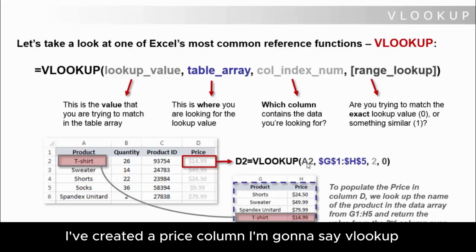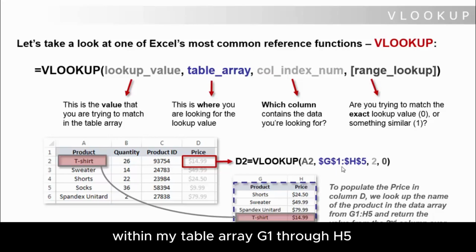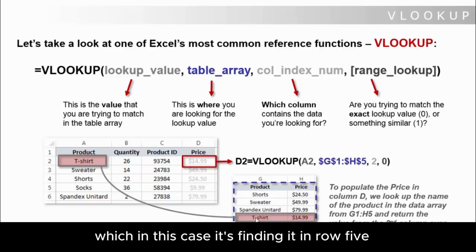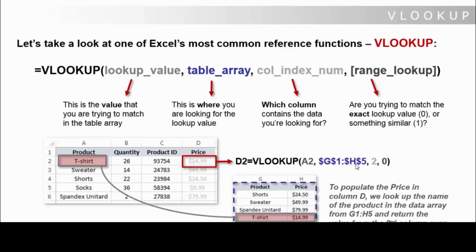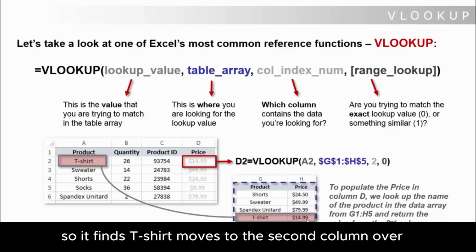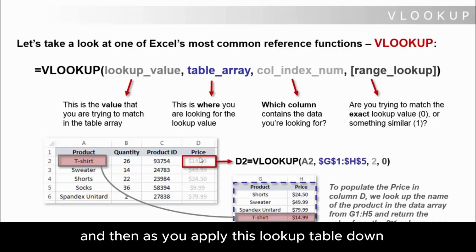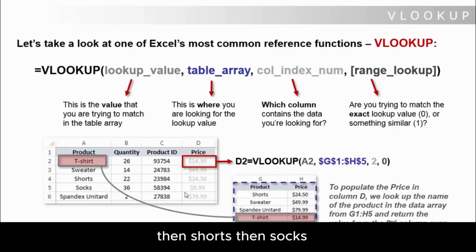I'm going to say VLOOKUP, whatever's in A2, which happens to be the product t-shirt, within my table array G1 through H5. So it's going to go row by row until it finds the lookup value, which in this case, it's finding in row 5. And then it wants to return the data from the second column over, since that's the column index number. So it finds t-shirt, moves to the second column over, finds the value of $14.99, and returns it in cell D2. And then as you apply this lookup down, it's going to be looking up sweater, then shorts, then socks, all within this lookup array.